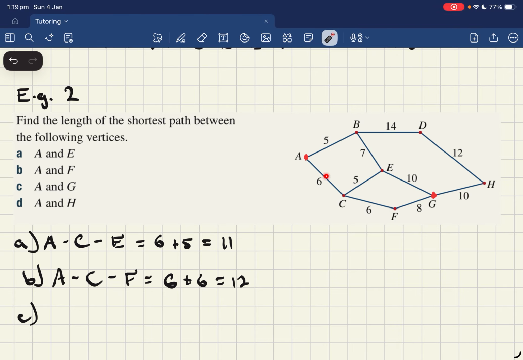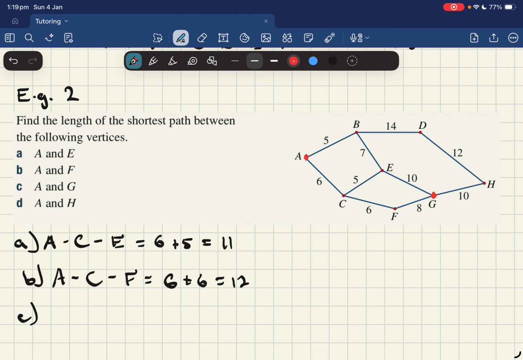I can continue going down here. So I have my 12 plus 8, which would give me 20. Or I can go 6, 5, 10. That will give me 21. So the shortest path is A, C, F, G. So that's 6 plus 8, and that gives us 20.